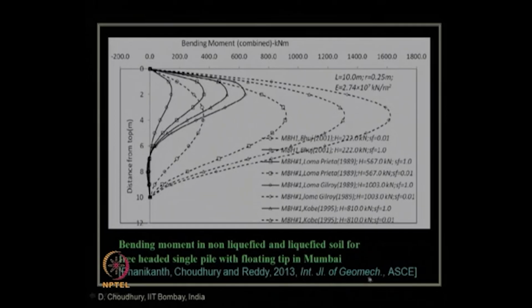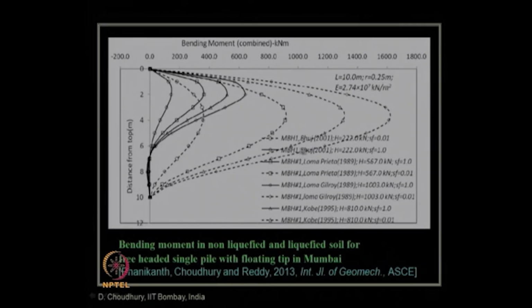This is our International Journal of Geomechanics paper, ASC 2013. This is the profile of the bending moment, the result along the depth of the pile. So, we have chosen some pile length, and different lengths of the pile were chosen as 10 meter, radius of the pile as 0.25 meter. This is the E value of the pile material.